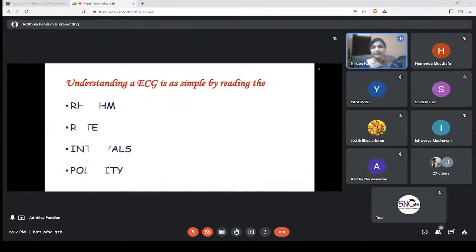How do you understand an ECG? What do you look for in an ECG paper? You have to look for the rhythm, the rate, which is the heart rate, the intervals, and also the polarity: what is the direction of the P, Q, R, and S waves?